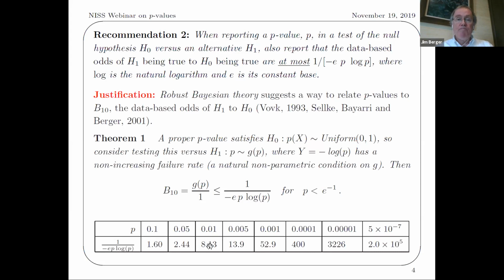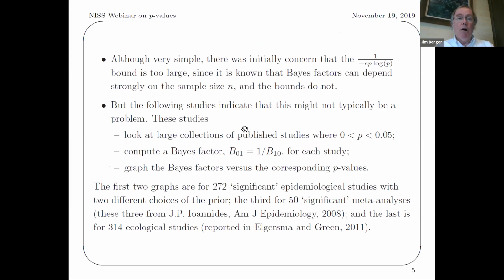All right. Now, this is a simple bound, but there were initially concerns about it, because when you compute Bayes factors using real priors, you find that the Bayes factor or the posterior odds will depend on the sample size n. And this bound obviously does not depend on the sample size. It only depends on the p-value.